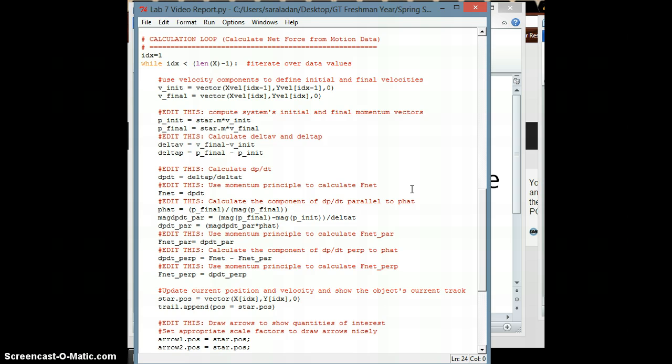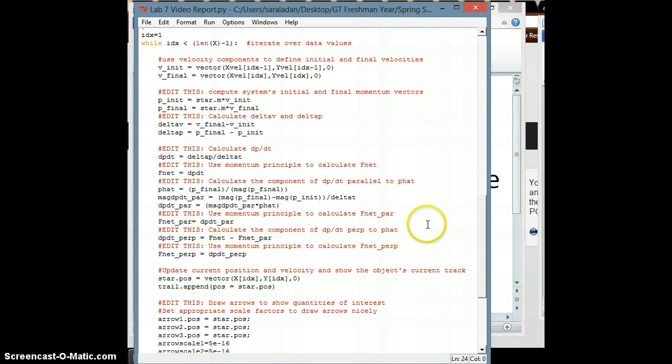To find the components of Fnet, basically, we know that dp dt parallel is equal to the magnitude of the change of momentum divided by the change in time, all times the unit vector or the direction of the momentum. That is equivalent to Fnet parallel. And to solve for dp dt perpendicular, which is equal to Fnet perpendicular, you subtract the parallel component of dp dt from dp dt, since dp dt parallel plus dp dt perpendicular is equal to dp dt. So now with all of these components, we are able to model the problem.